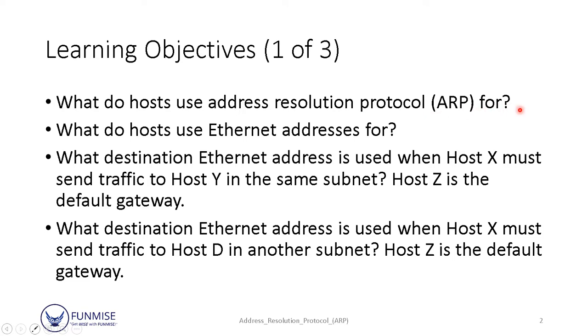Now, learning objectives. After going through today's lesson, you will understand what hosts use Address Resolution Protocol, ARP, for. What do hosts use Ethernet addresses for? What destination Ethernet address is used when host X must send traffic to host Y in the same subnet? Host Z is the default gateway. What destination Ethernet address is used when host X must send traffic to host D in another subnet? Host Z is the default gateway.